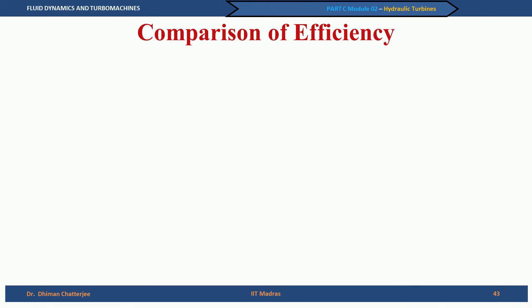But whenever we talk about turbines, we also have to talk about its performance, and that brings me to the comparison of the efficiency of the two different groups of turbines. On one side we have a Pelton turbine, which is an impulse turbine, and on the other side we have reaction turbines like Francis and Kaplan. First we will compare the efficiency characteristic. I am not talking about the values, we are talking about the efficiency characteristics of Pelton and Francis turbine.